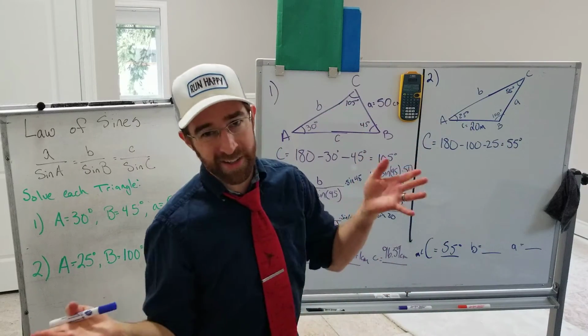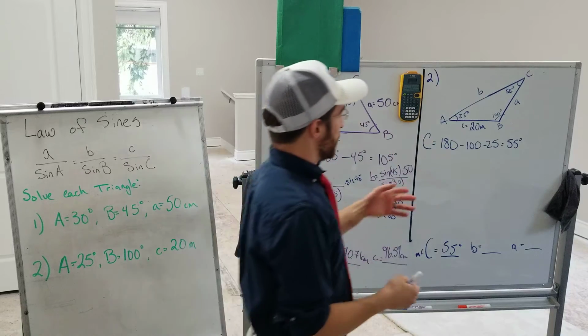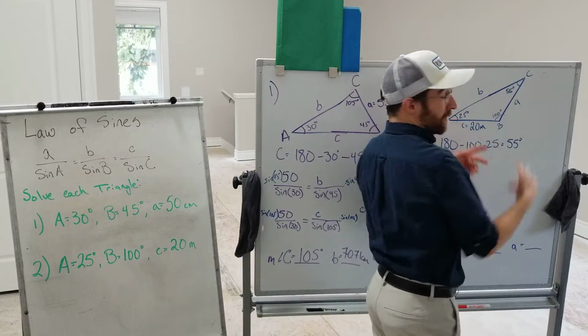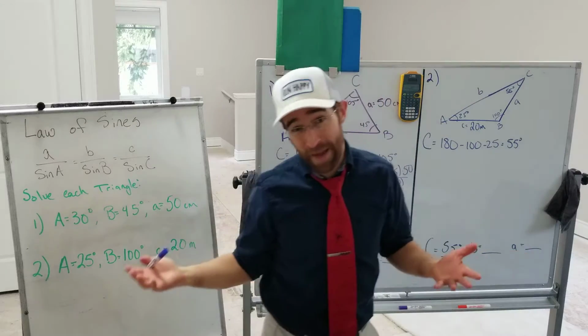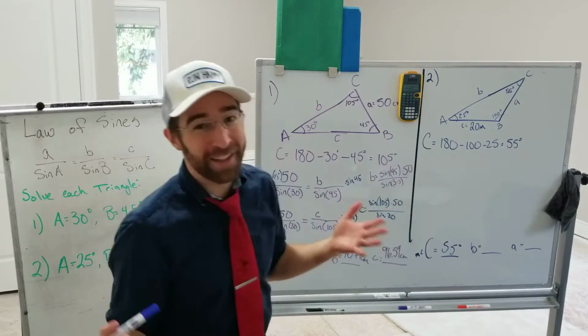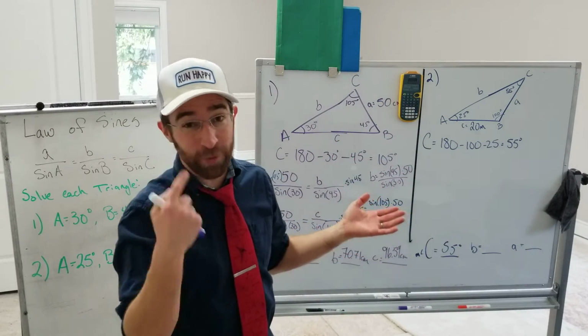And notice this is not to scale, this is a sketch. It looks here like the 25 and the 55 are the same size angle. That's just because I'm bad at drawing triangles. Obviously 55 degrees is a bigger angle than 25.